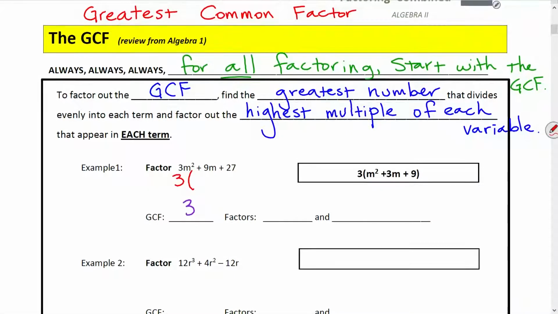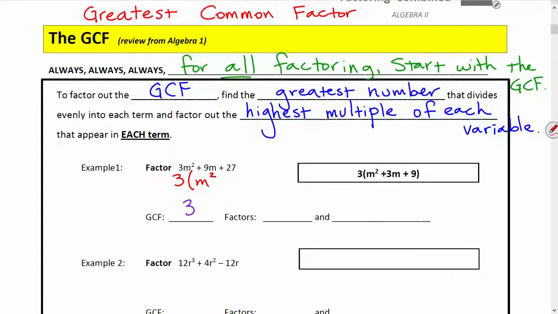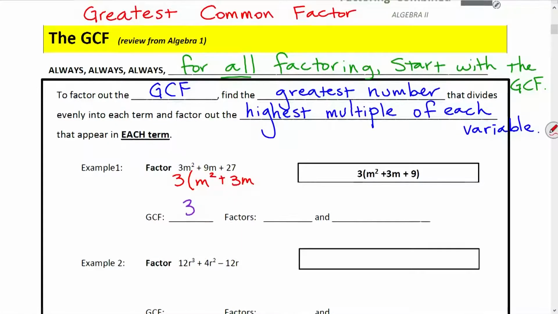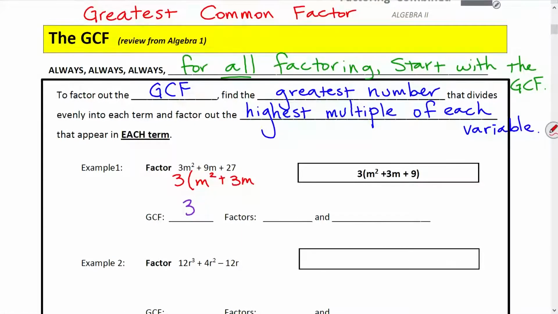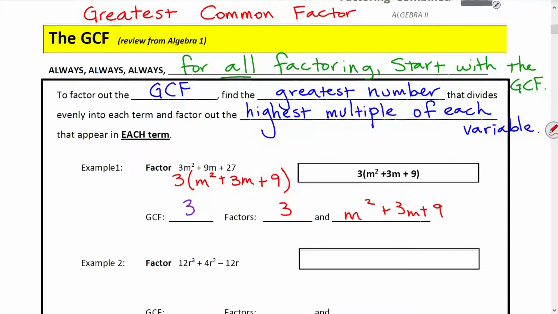I ask myself, 3 times what is 3m squared? And the answer is m squared. And 3 times what is 9m? Well, 3 times 3 is 9, and then it's just 3 times m would be 9m. And then 3 times what is 27, and that's 9. So the factors are 3 and m squared plus 3m plus 9, and it's written like this.